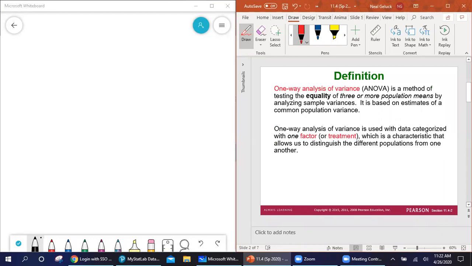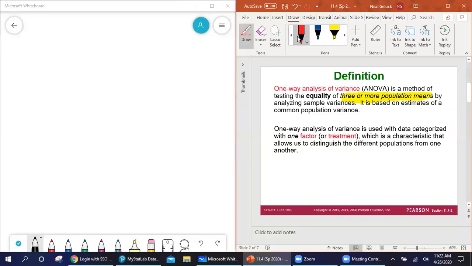So a one-way analysis of variance, there is a two-way analysis of variance, but we are not going to get into that. We test the equality of three or more population means. Now it's strange because we're testing means, but it's called an analysis of variance. What we do is we analyze the variances basically within groups and compare that to the variance all together among the groups.